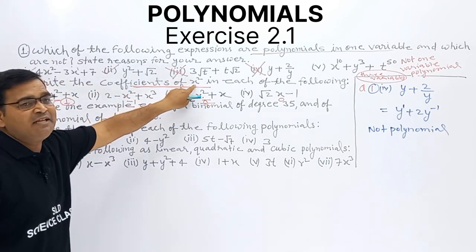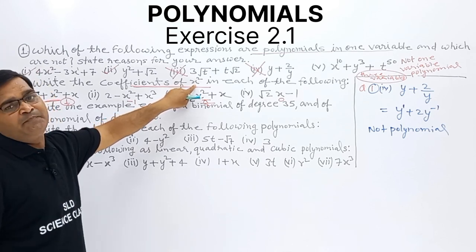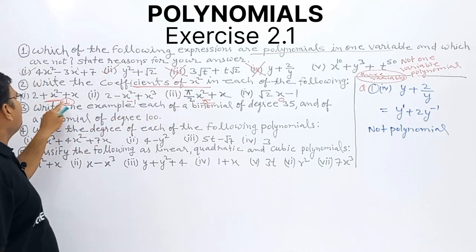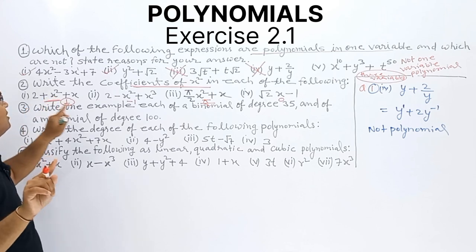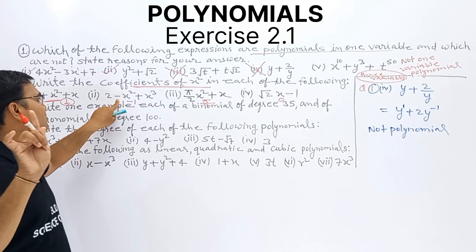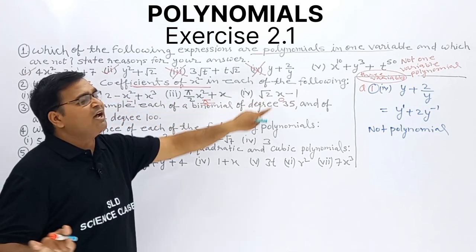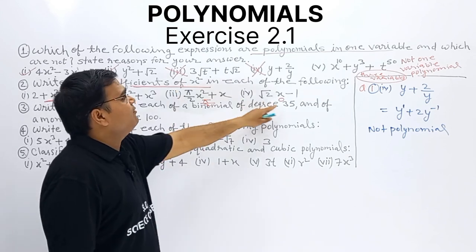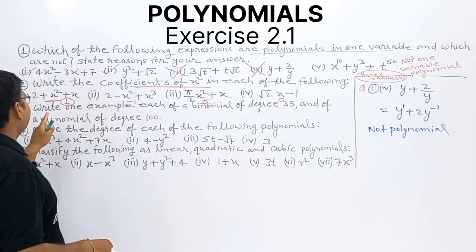Coefficient of x square means in the front of x square, what number are we having? With a sign we will consider. If no one is there, it means 1, and the sign will be plus, so 1. Minus 1. There pi by 2. But in which we are not having x square term, so coefficient of x square will be 0. Clear? Now next question.